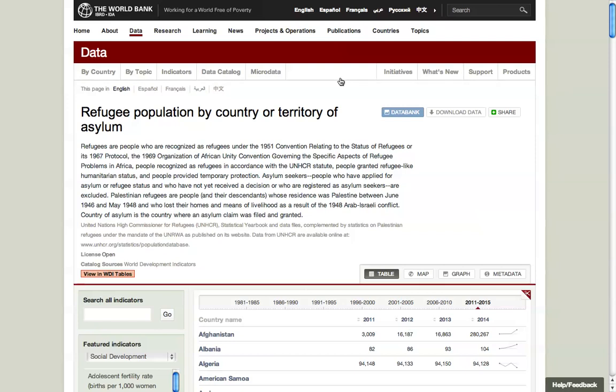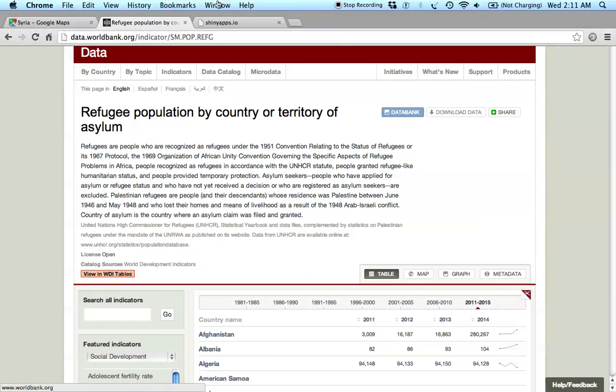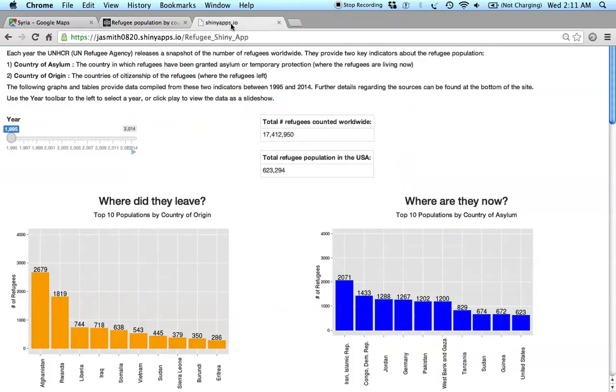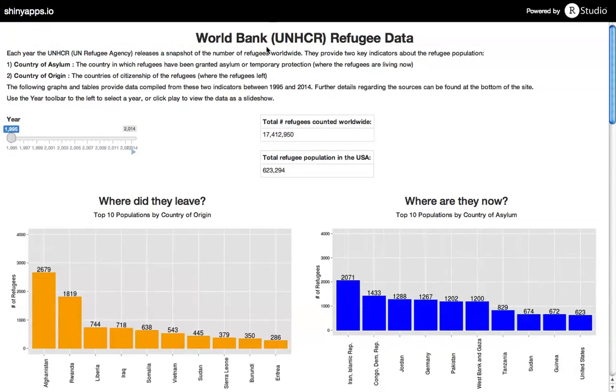Using Python, I downloaded the data from the World Bank Pandas API and used MySQL to query and store the data. Then I created an R-Shiny application to showcase the data in graphs and tables. Now I'll go through the application, and if you'd like to follow along, here is the link to the published site. The application starts in 1995.